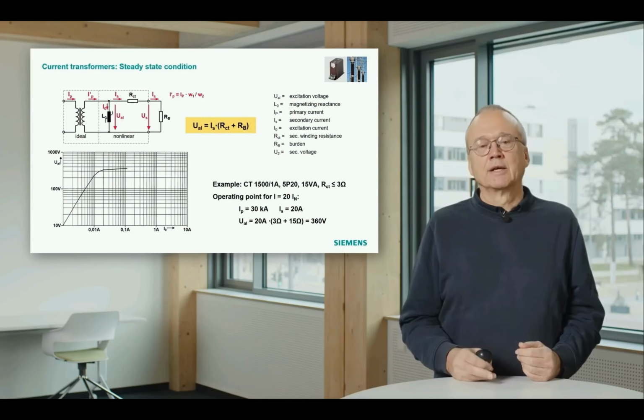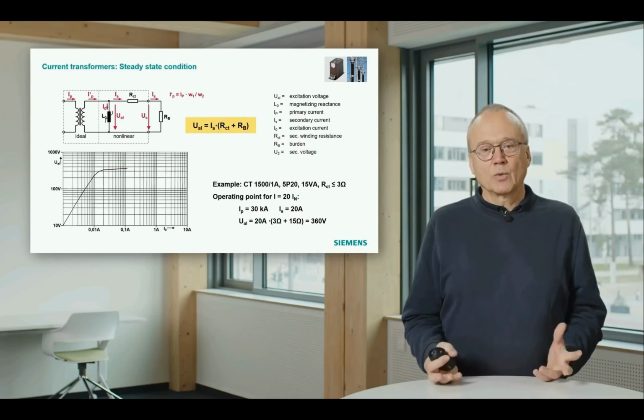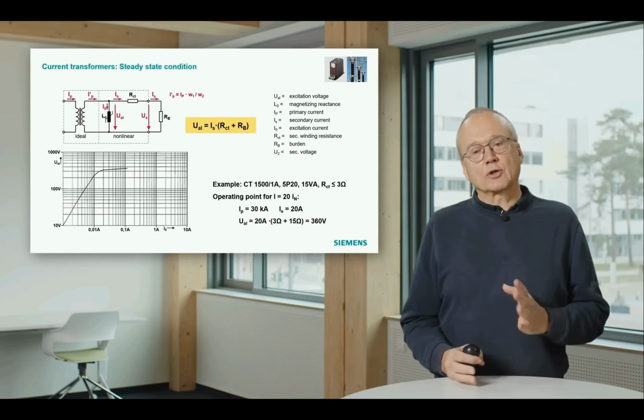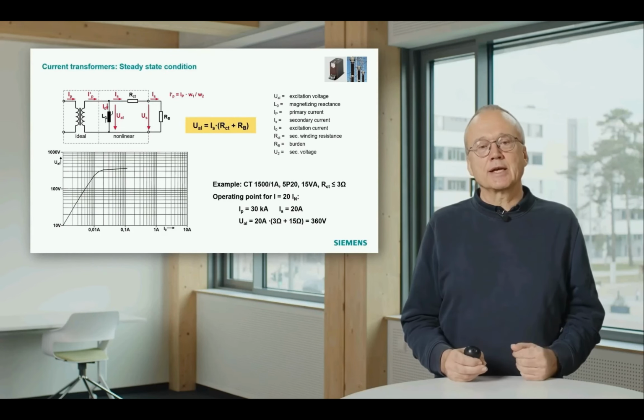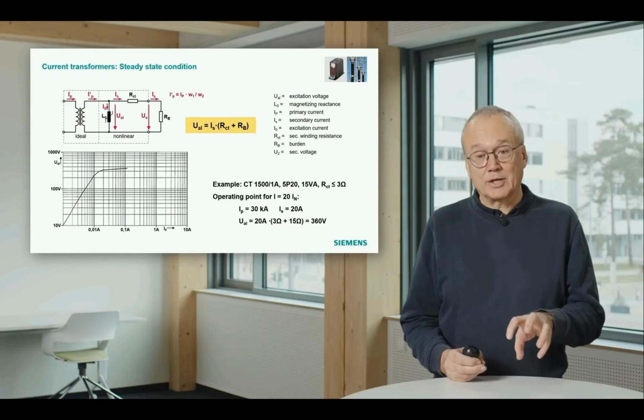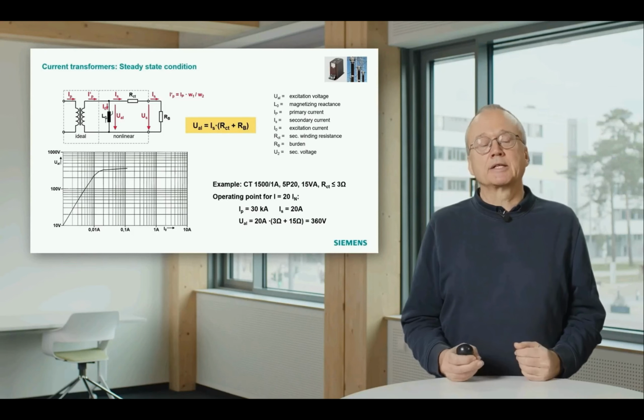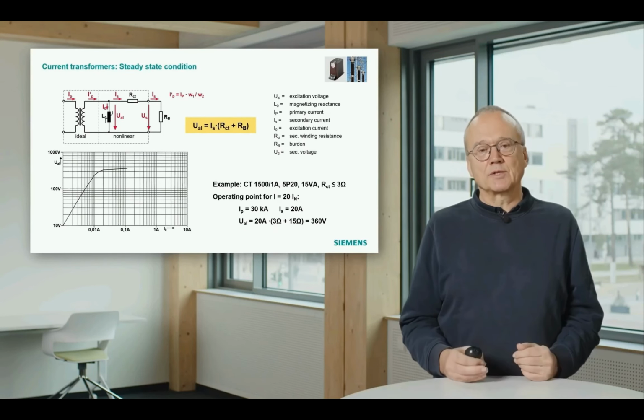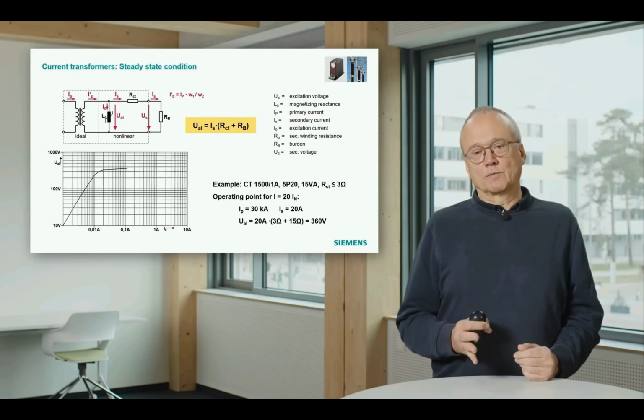And from that we can take our formula in the yellow box, which says that the voltage across the magnetizing reactance is current, 20 amps, multiplied by the sum of these two resistances. Winding resistance is 3 ohms and the burden is 15 ohms.